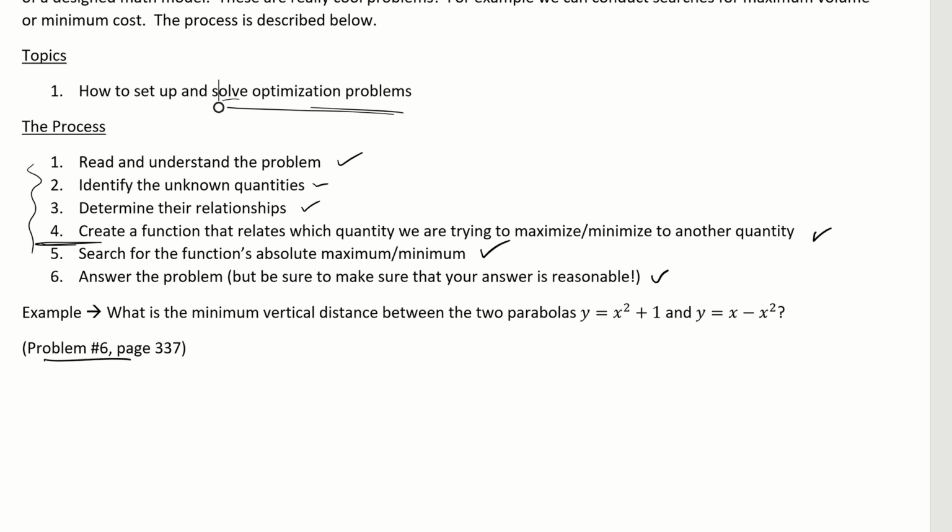You can see I chose from the textbook problem number 6 from the section, and it basically is saying, what's the minimum vertical distance? Did you see that word? Minimum. Underline it 100 times. Vertical distance. Vertical means up and down, right? Between the two parabolas, and here they are, this guy and this guy. The minimal vertical distance between them.